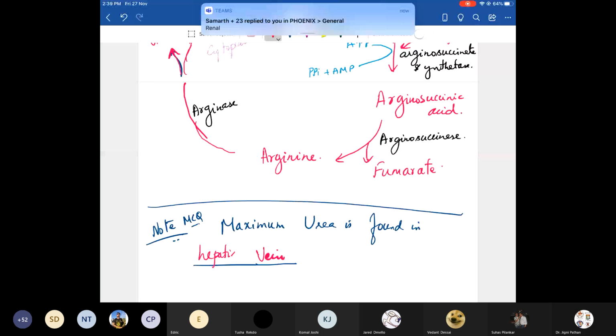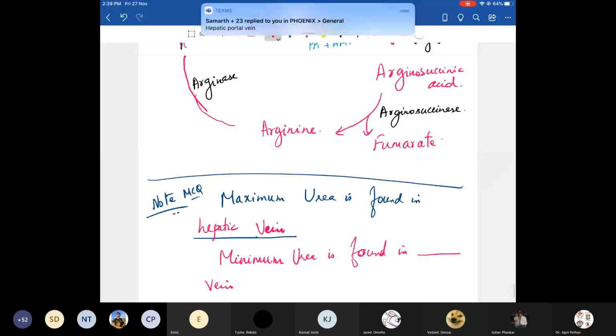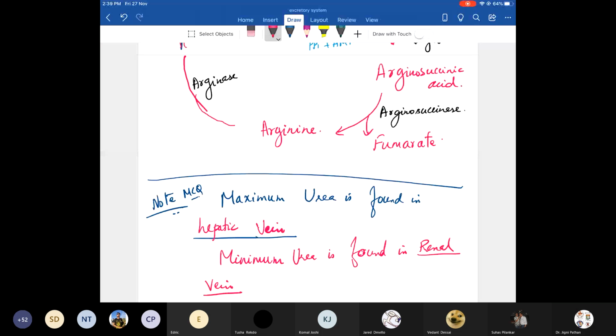And minimum urea is found in, come on, tell me, very important question. Minimum urea is found in which vein? Very good, Tanvi. It's the renal vein. Renal vein, right? Any doubts?